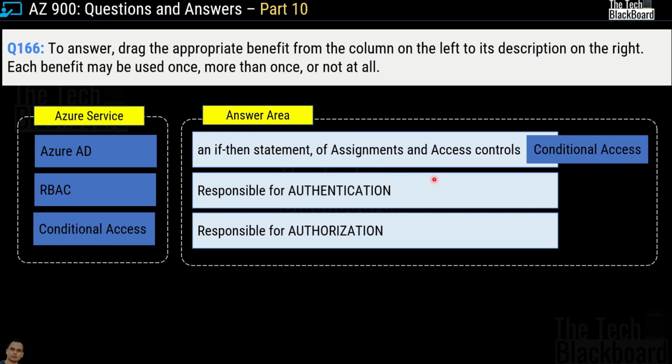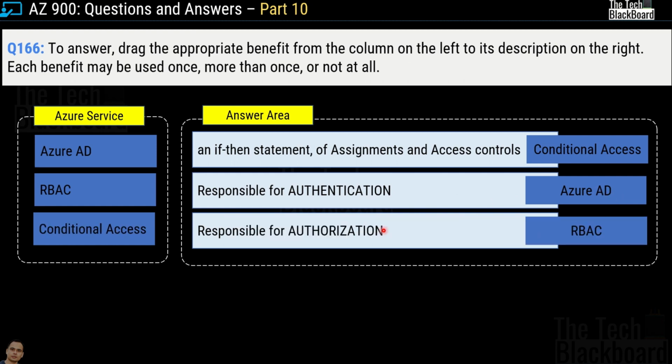Moving on, the second statement says responsible for authentication. And always remember, my friends, whenever it's authentication, always go for Azure AD. The third statement says responsible for authorization, and this of course is RBAC. Now, how many of you know the full form of RBAC? Let me know in the comment section.